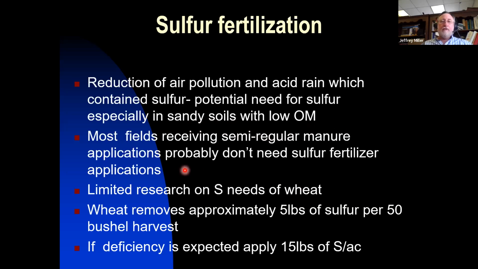For the dairy farmers that are in the group here, if you have semi-regular manure applications, you probably don't have to worry about sulfur because you're applying enough sulfur through your manure applications. Again, limited research on actual sulfur needs of wheat. As far as the timing goes, sulfur acts similar to nitrogen in the soil. So timing wise, I would think that the spring application is when you'd want to apply the sulfur. If deficiency exists or is expected, again, the general recommendation is to apply 15 pounds per acre.